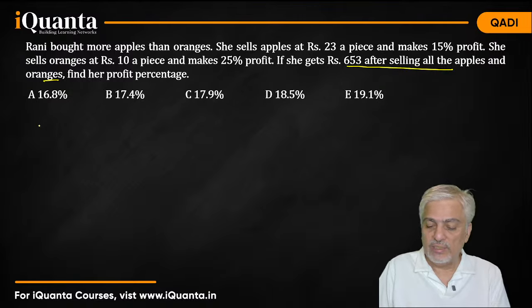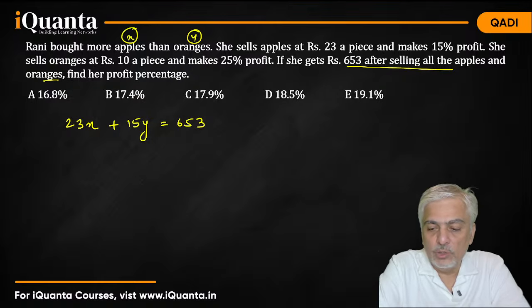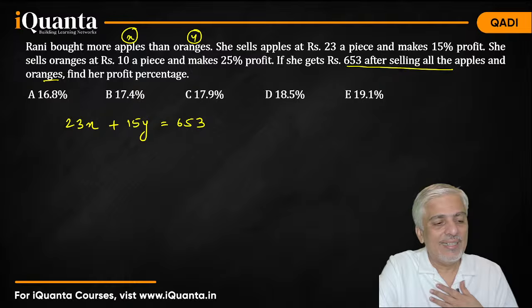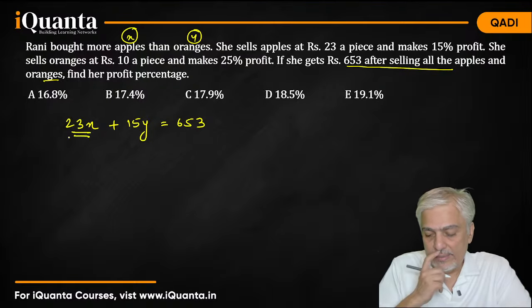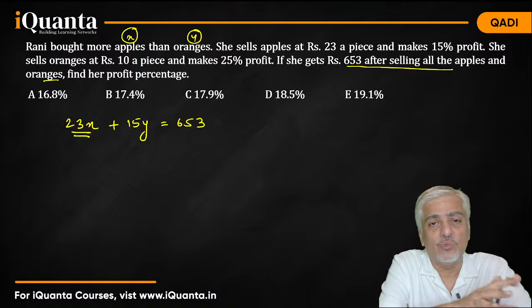So suppose she sells X apples and Y oranges. So selling price is 23X and 15Y, which is equal to 653, right? So from here, using that one equation logic, we should be able to get the values. So I can clearly see at 10 means I need this to end in 3. When this ends in 3, then y will come out to be a whole number. That's one of the possibilities.